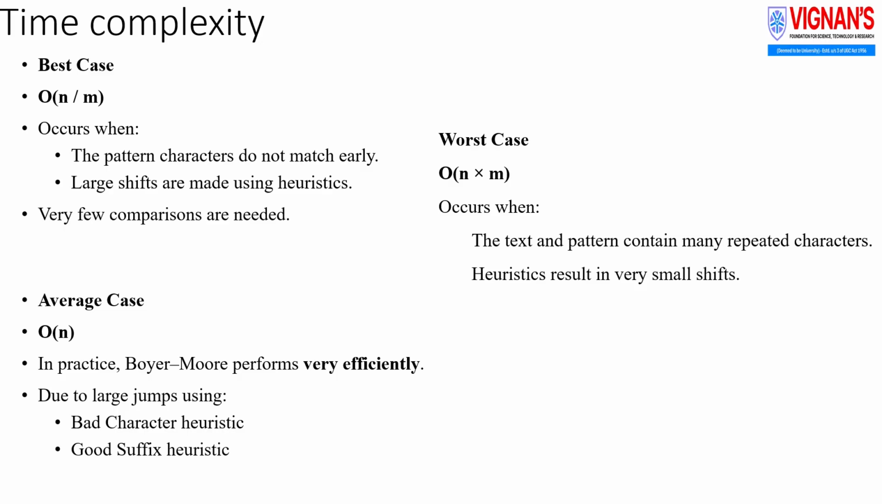Average case. The average case time complexity is O of n. In practice, the Boyer-Moore algorithm performs very efficiently. This is because of large jumps achieved using the bad character heuristic and the good suffix heuristic. Worst case. The worst case time complexity is O of n into m. This occurs when both the text and the pattern contain many repeated characters. In such situations, the heuristics result in very small shifts, leading to more comparisons.